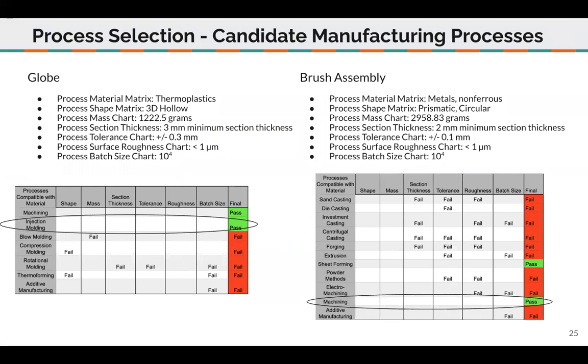This is just a chart to show how we decided the specific processes of the globe and brush assembly, taking into account the material, shape, mass, section thickness, tolerance, surface roughness, and batch. For our globe, we decided injection molding was the best process, and machining for the brush assembly.